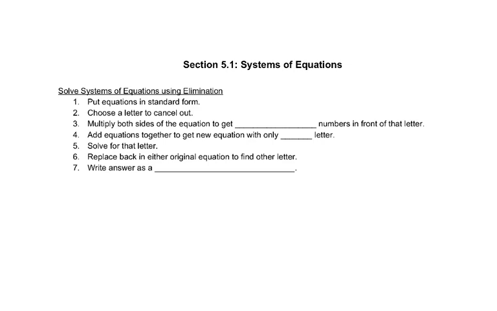So the equations have to be in standard form. That means the numbers and letters on the same side of the equals, so something x plus something y equals a number. And then we're going to choose a letter to cancel out. And then we're going to multiply both sides to get opposite numbers in front of that letter. So opposite numbers means the same number but different signs. So like 4 and -4, or 8 and -8. Those are opposite numbers.